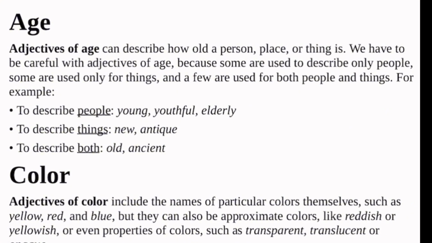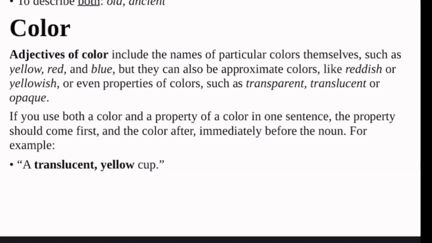So take note that your age must always come before color, and your measurement and shape will come before age. Color now, adjectives of color. These include primary colors, all the particular colors that you have: yellow, blue, white, red, etc. But it also includes approximate colors, like reddish, yellowish, bluish. Yes, it's part of it.